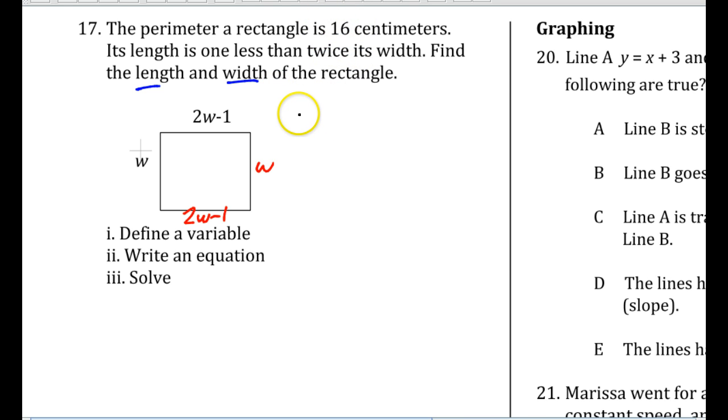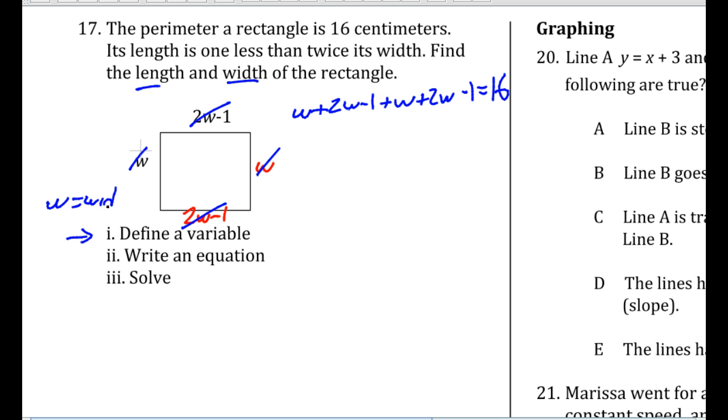So here we go. We got all four sides. It's going to be W, plus W minus 1, walking around, plus another W, and plus another W minus 1. And we know it adds up to 16. By the way, my variable here, they kind of give it to you in the picture, W. W is the width. Just make sure you state that.